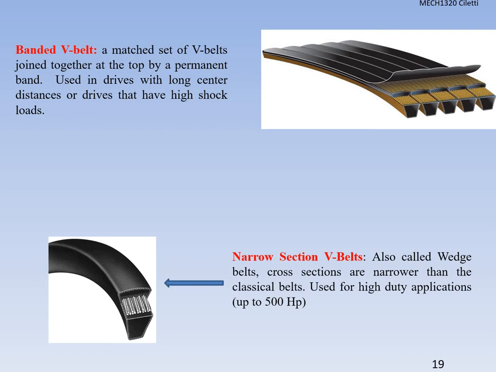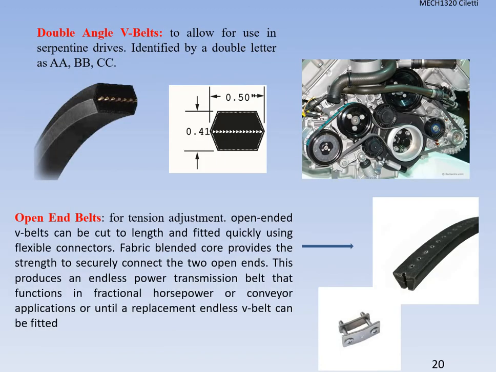Next, we have the narrow section V-belts. Those are also called wedge belts, okay? So the cross sections are narrower than the classic belts, and we use those for high-duty applications, so anything up to like 500 horsepower or so. Next, we have double angle V-belts. Those are used in serpentine drives, and they're identified by a double letter as an AA, a BB, or a CC.